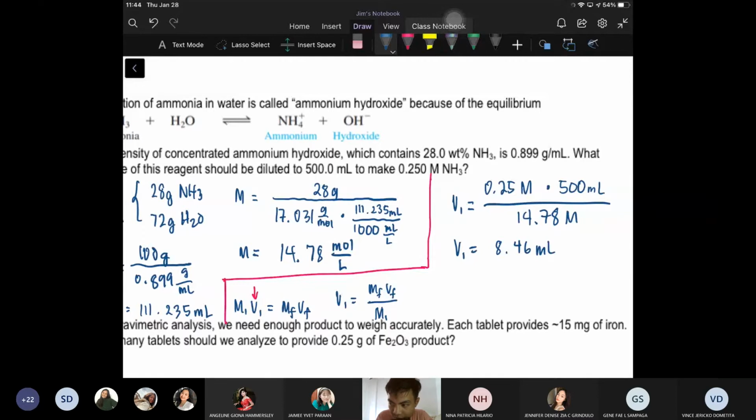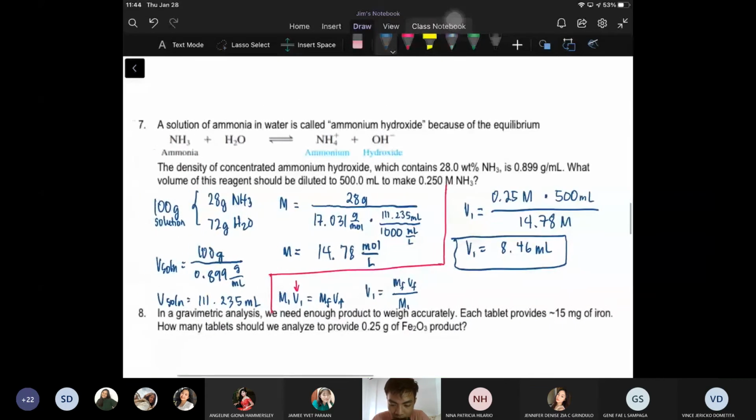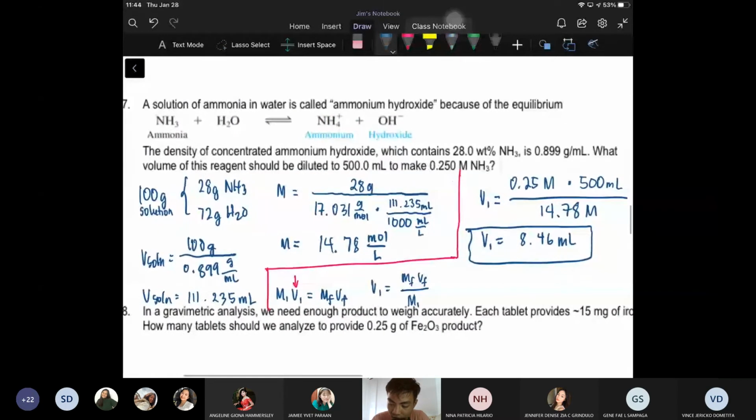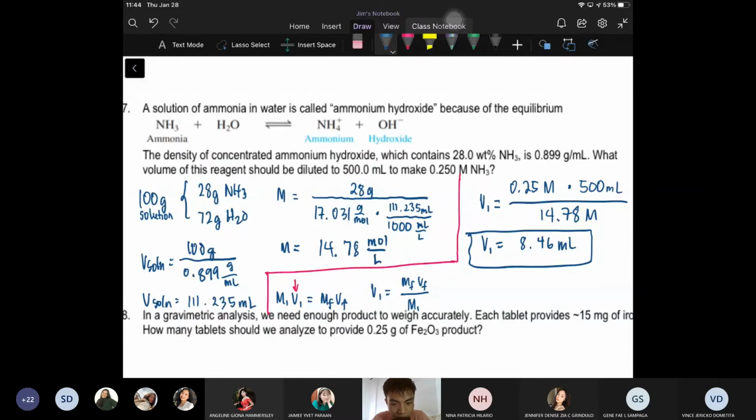Okay, or 8.457. Although kapag volume na, yung 3 decimal places, medyo hindi na siya nagmamatter kasi ang volumetric flask natin, up to yung mga volumetric glasswares natin, up to 2 decimal place lang kaya nila. Okay, so pero okay na yan. So this is our answer, 8.46 ml of the initial concentrated reagent is needed. Ang kailangan ilagay sa 500 ml water to make the final concentration. Okay? So, ganun lang. Yan na yan.